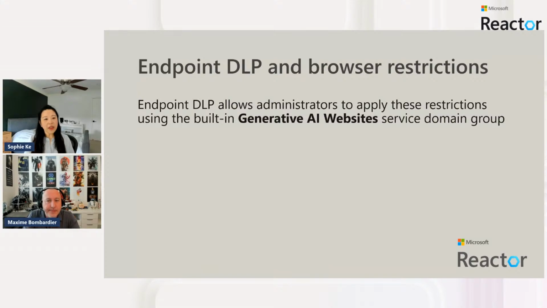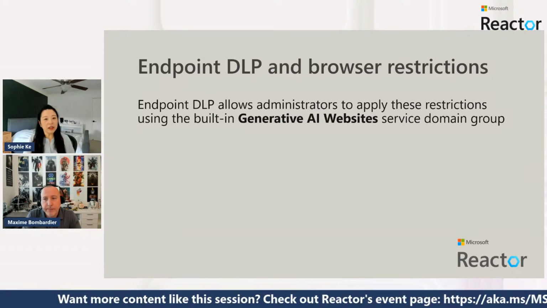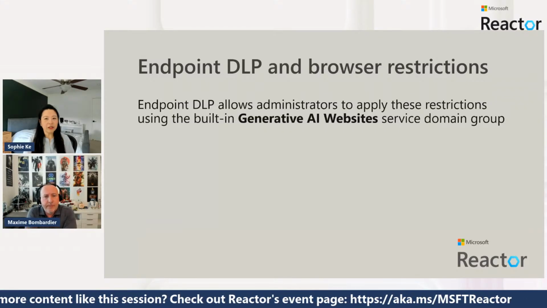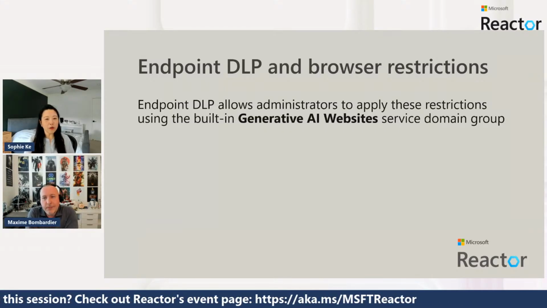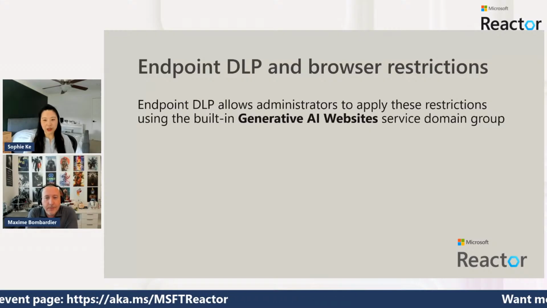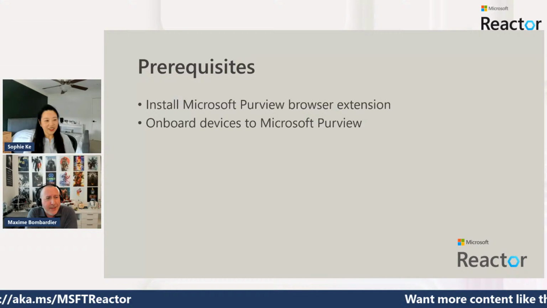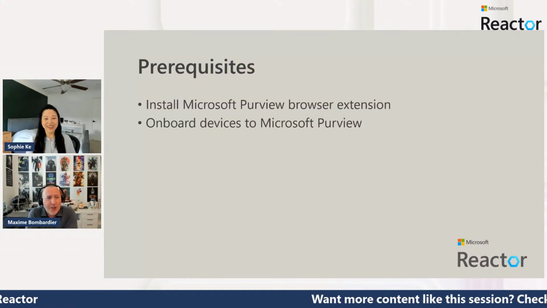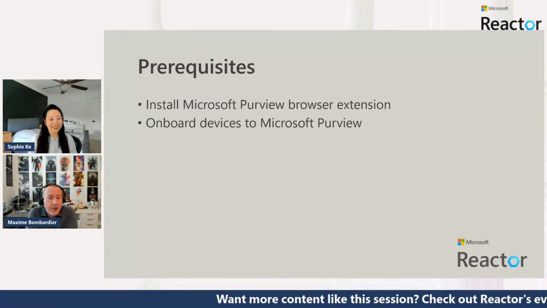Yeah. So with endpoint DLP, we're essentially extending that functionality to help apply these restrictions to generative AI websites, service domain group. And so I do want to call that out, which means we have a list of, I think, over 400 now. I lost count, but over 400 AI websites that we support for this feature. I remember when that list was about 50 not too long ago. So it grows very quickly, and that's something we manage for you.